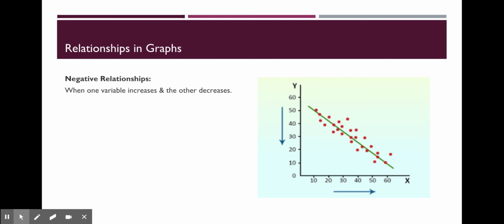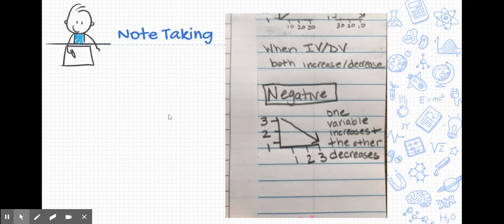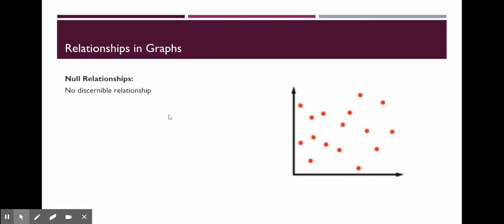Negative relationships in graphs mean when one variable increases, the other decreases. So over time, this particular, let's say, stock is declining in value over time. Sometimes we don't see a pattern, and those are called null relationships.